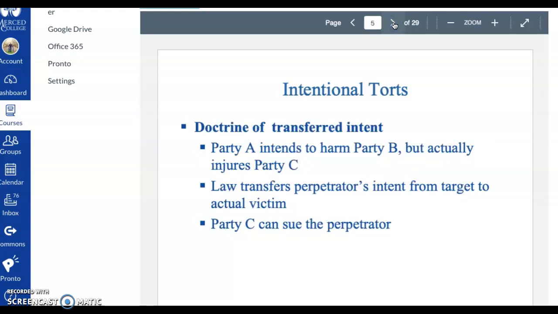And then we have what's called the doctrine of transferred intent. So let's say party A intends to throw an arrow at party B, but actually hits party C. They are still going to be liable for what they did to party C.